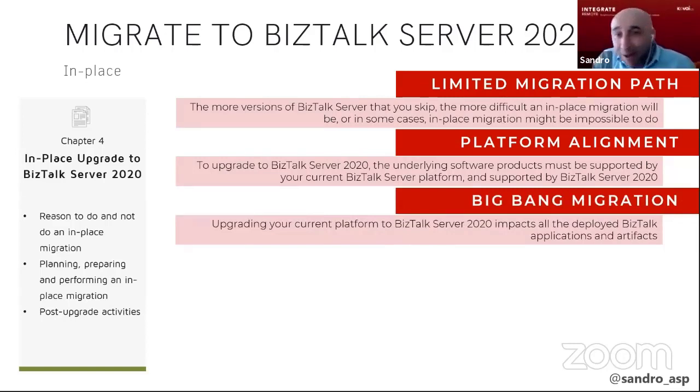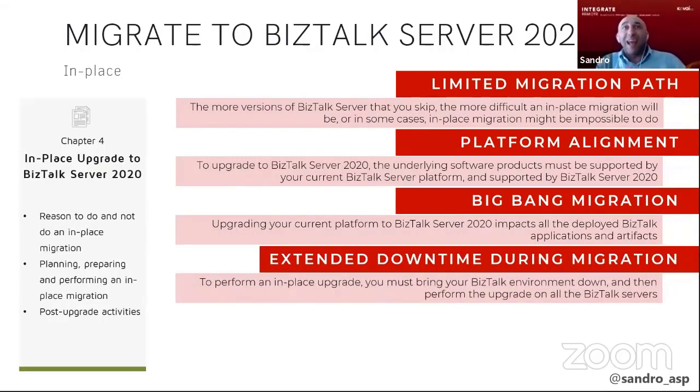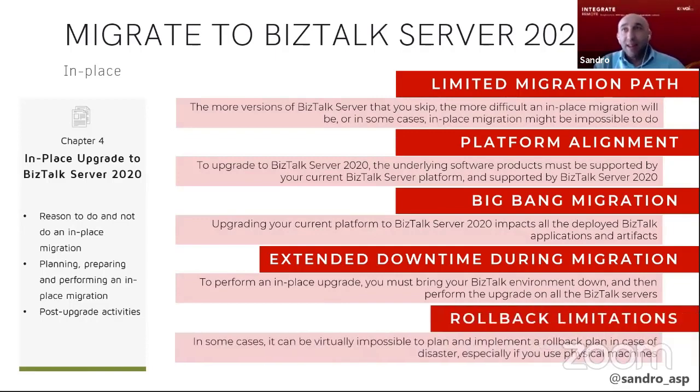It is a big bang migration. Everything at that runtime will be migrated to 2020. The application is still running on the .NET Framework it was initially built with, but it is a big bang migration. It can have an extended downtime during the migration. The risk is too high. So sometimes rollback is not really possible, okay?